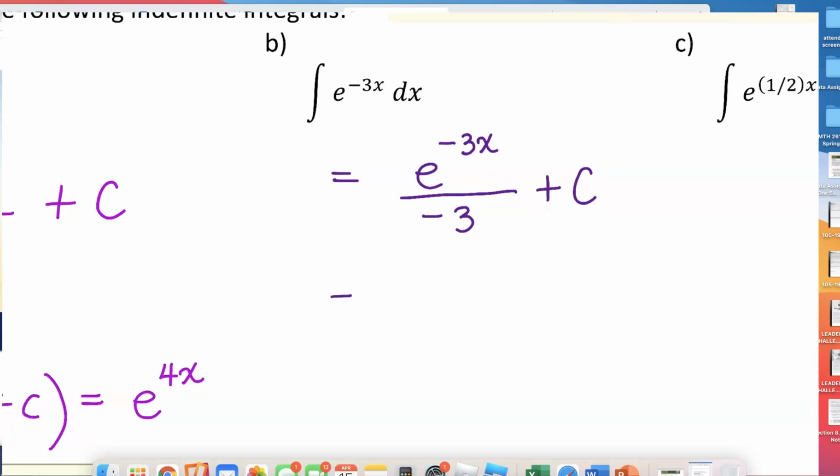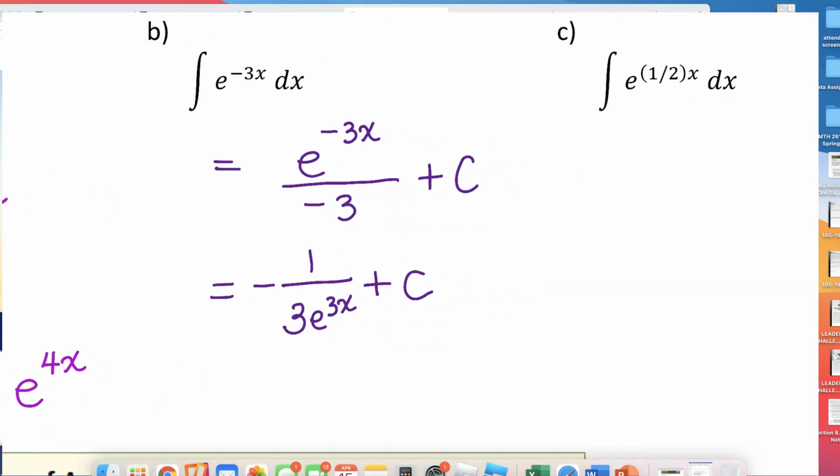Well, if you want to write this a little bit prettier, I guess we can write it as negative 1 over 3 times e to the 3x plus c. The reason I was able to send that e term to the bottom of the fraction is because it had a negative exponent. But both are fine. Both are fine. Okay? And you can check your answer, but I guess I'll skip it for right now. Okay. Next one.